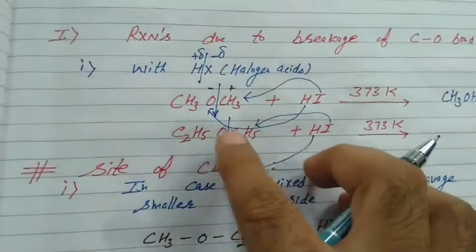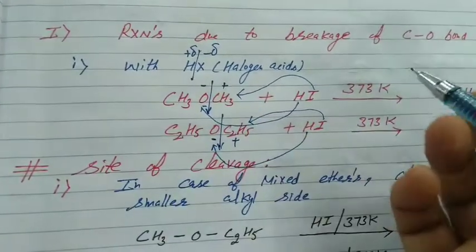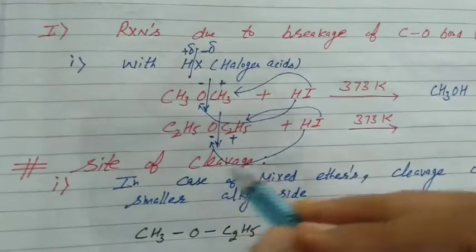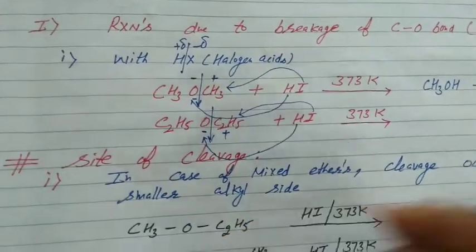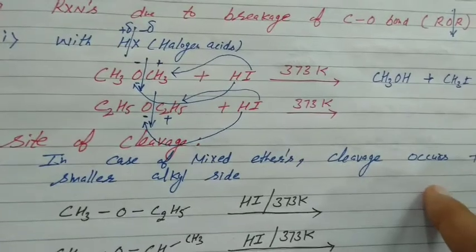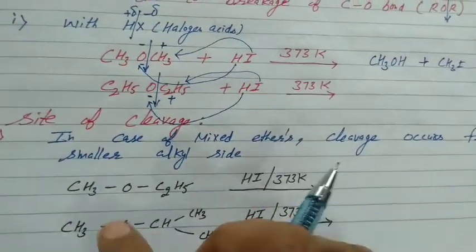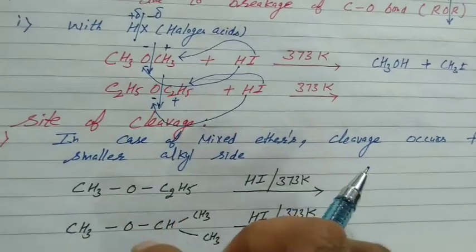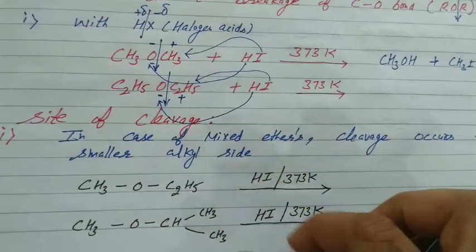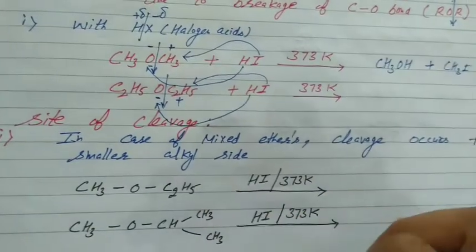Now students, important: the site of cleavage. These are simple ethers. You may dissociate the bond from any end. The same products are formed. But in case of mixed ethers, students, there are some key points. The first one is, in case of mixed ethers, cleavage occurs from the smaller alkyl side. We are treating mixed ethers containing dissimilar groups with halogen acid at 373 Kelvin. Cleavage occurs from the smaller alkyl side.